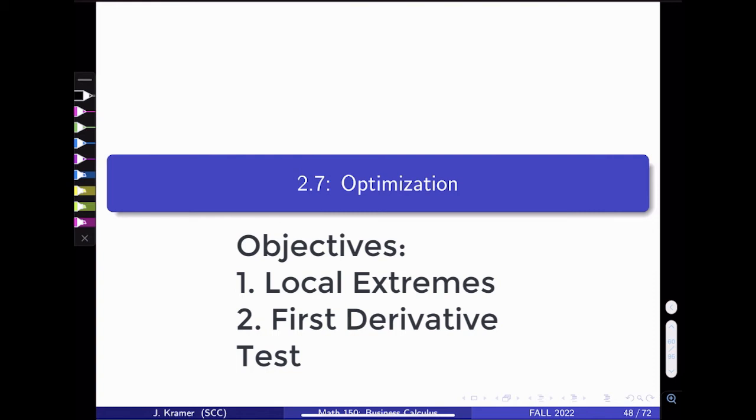In this video, we'll be reviewing section 2.7 on optimization. The objectives of this video will be to define local and global extremes, which are maximums and minimums. We'll also review how to use the first and second derivatives test to identify where these extremes occur on a graph.